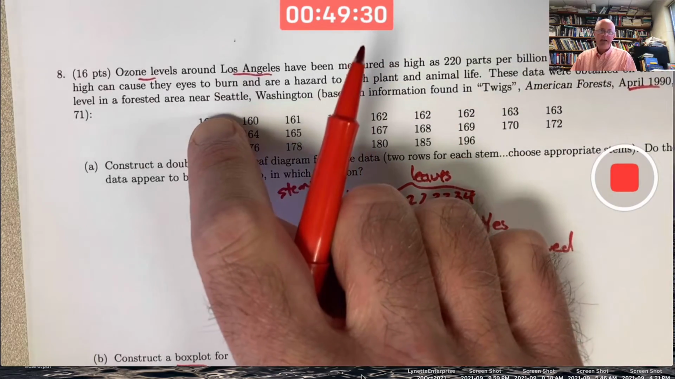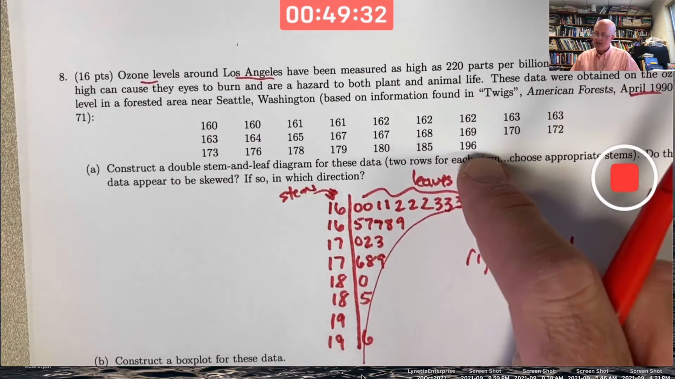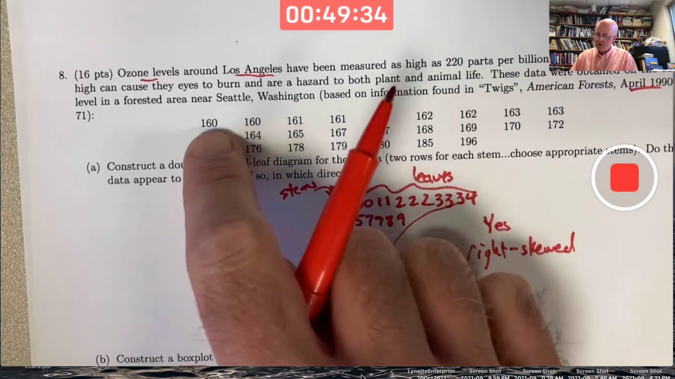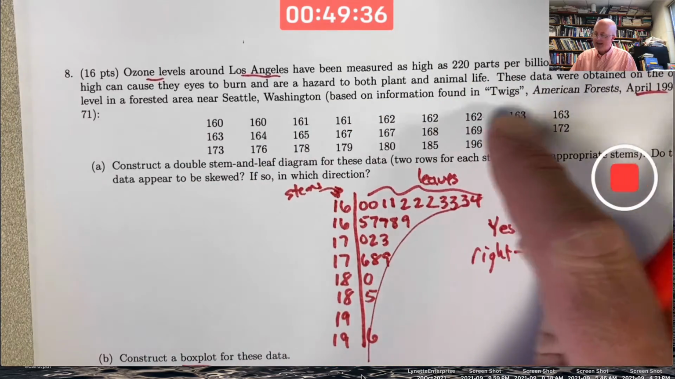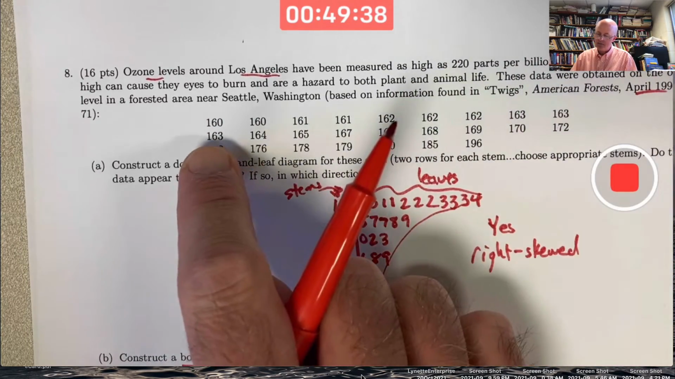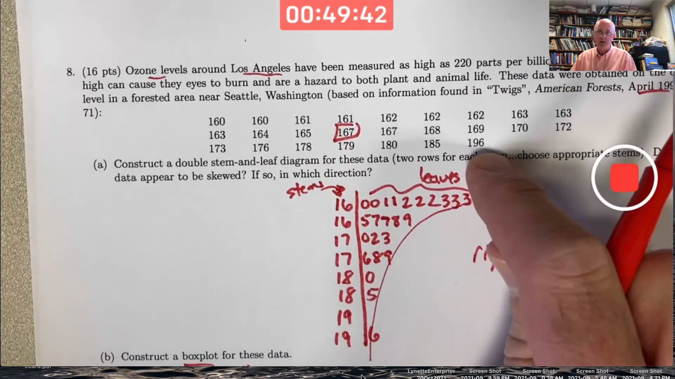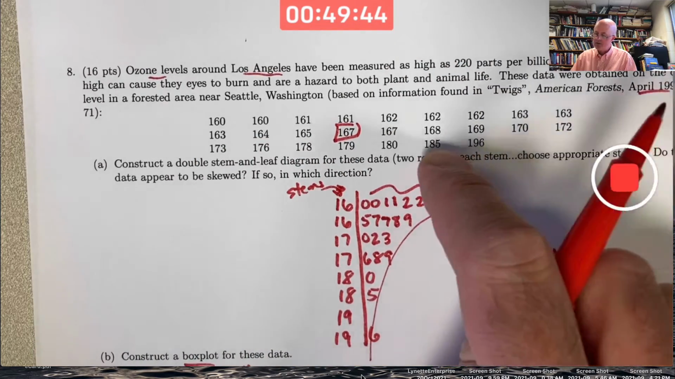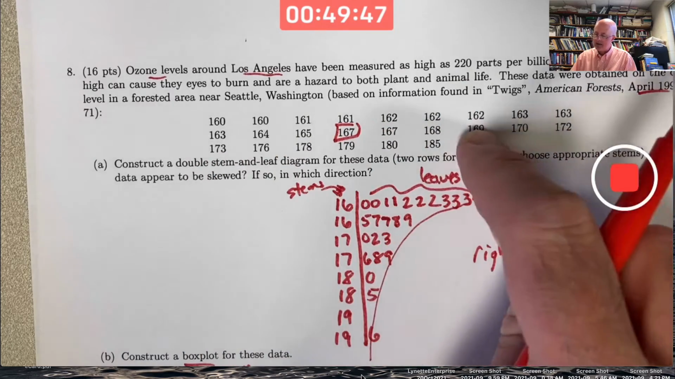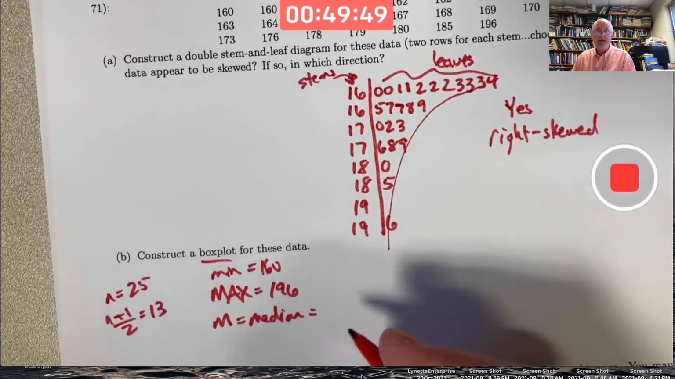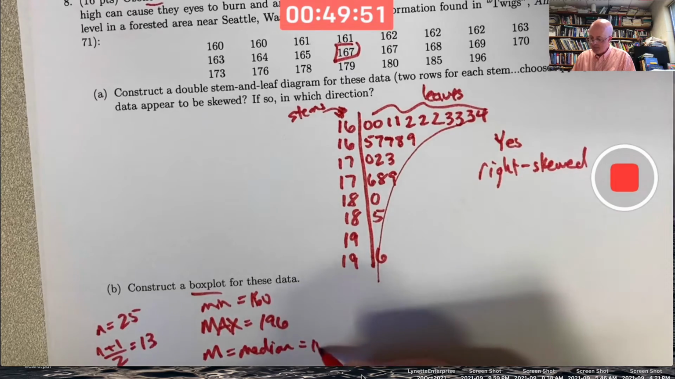If you go 13 from either the lowest one or the highest one, you'll get to the median. 1, 2, 3, 4, 5, 6, 7, 8, 9. Yeah, I could have just said jump down to here. 10, 11, 12, 13. It looks like that's the median. Let's double check by going backwards from the top. 7 there, 8, 9, 10, 11, 12, 13. Yes, the median is 167.